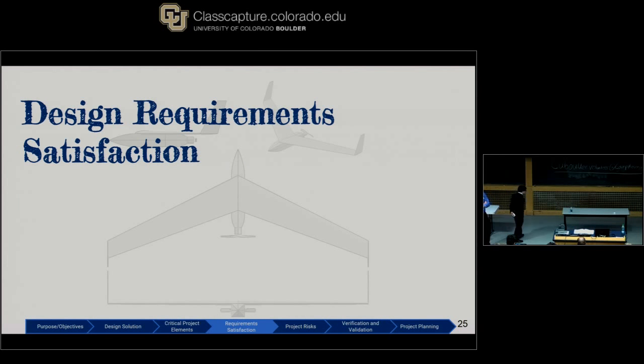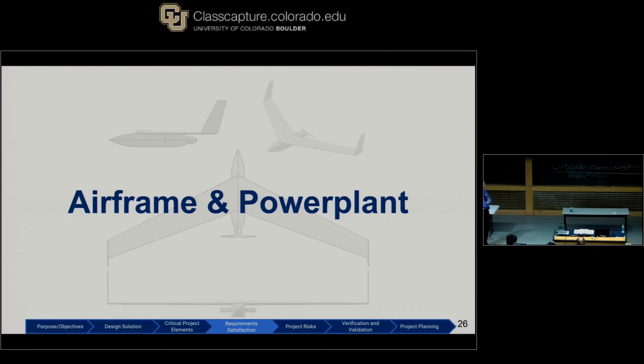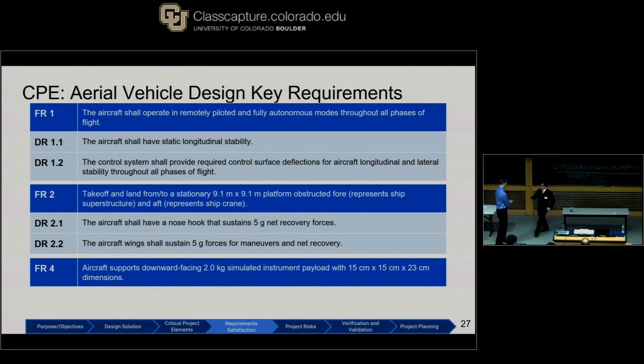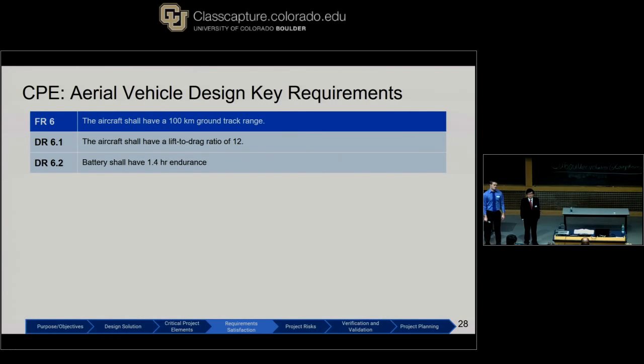All right, I'll be discussing the design requirement satisfaction, and in particular I'll be covering the airframe and the power plant. So I'll be covering functional requirements 1, 2, 4, 6, and all of the associated derived requirements.